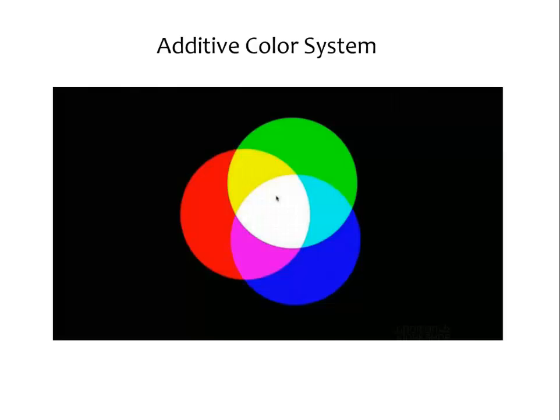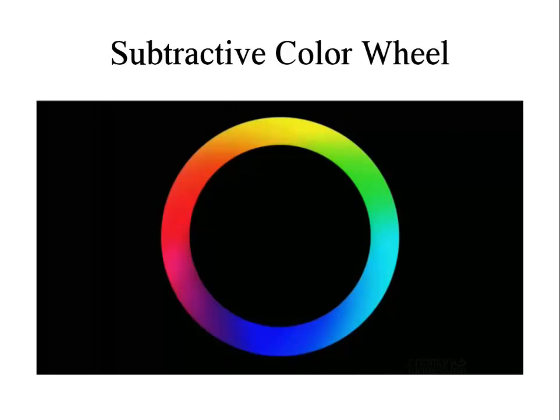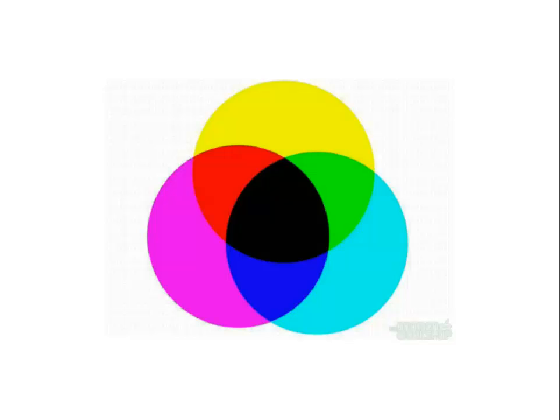Okay, so what about cyan, yellow, and magenta? Well, this makes up our subtractive color wheel. And it is called the subtractive color wheel because when you mix all those colors together, you get black. And this is the color system that is being used for printing and for pigment when you do traditional painting. So these are the colors that you are actually using when you're mixing paint. You are actually using the subtractive color wheel.